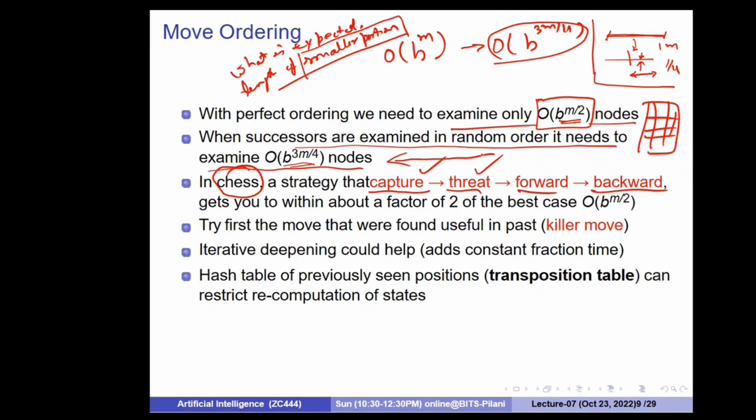There is some checkmate or whatever, so you try to threaten him. If that is also not possible, you move your pieces forward, and if moving forward is also not possible, then you take your pieces backward. If you use this particular strategy, it is also going to be a better strategy. It gets you about a factor of 2 for the best cases. So it is also a very good strategy.